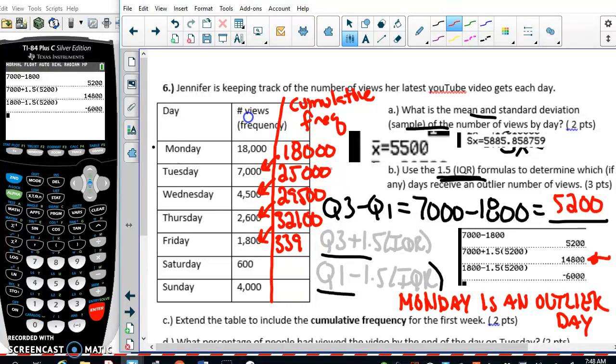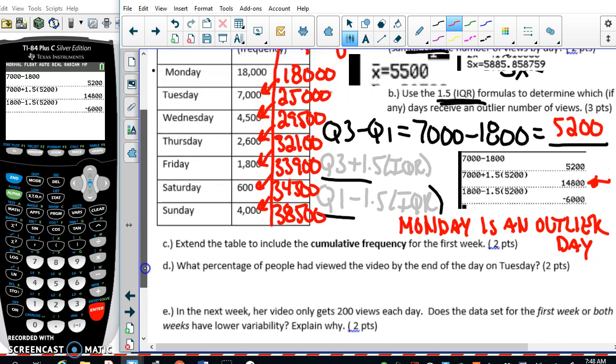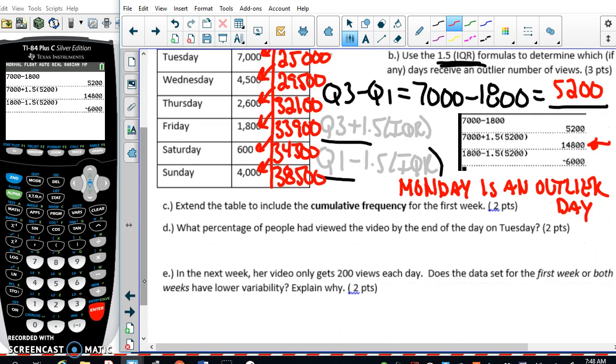So 33,900, okay, 34,500, and add in this and this, and we get 38. Let's make this look nice. It's the last one. It's important. Okay. 38. How are we doing on time? Oh man, 38,500.